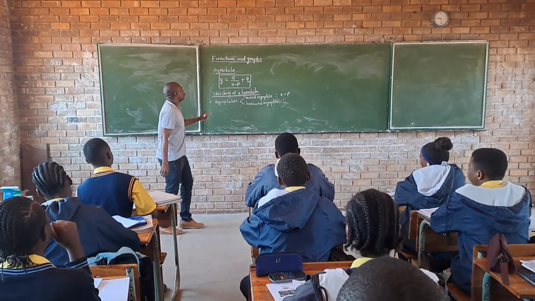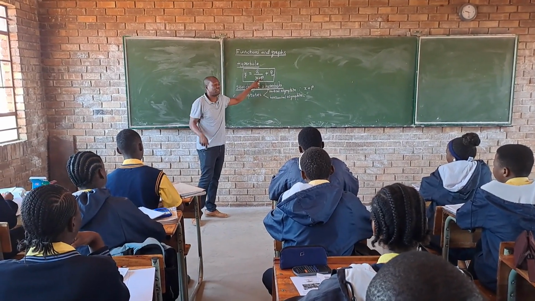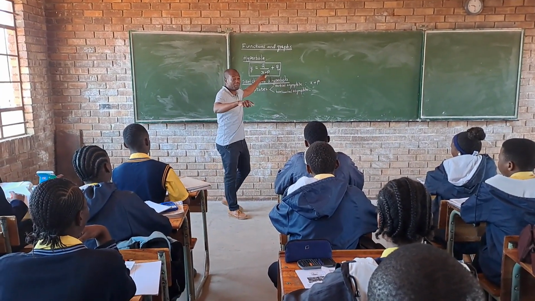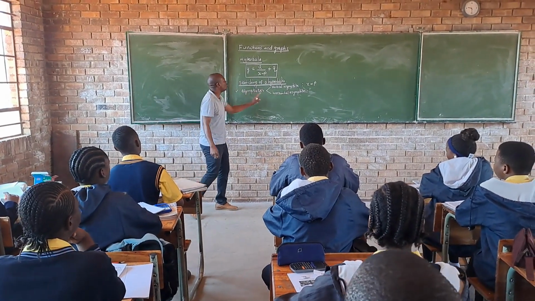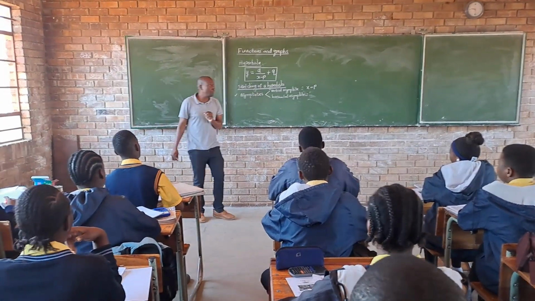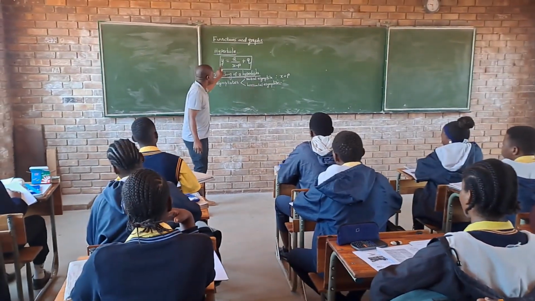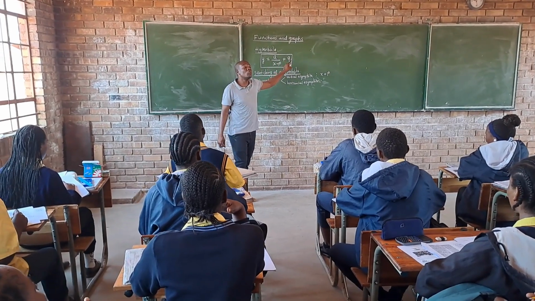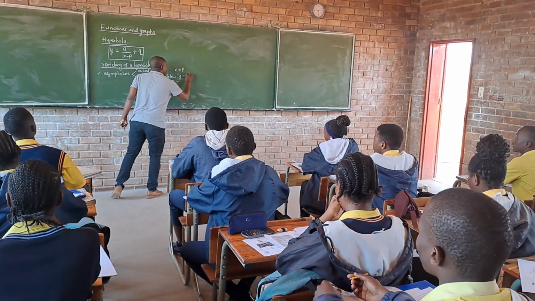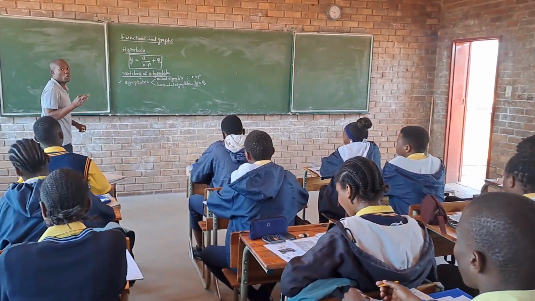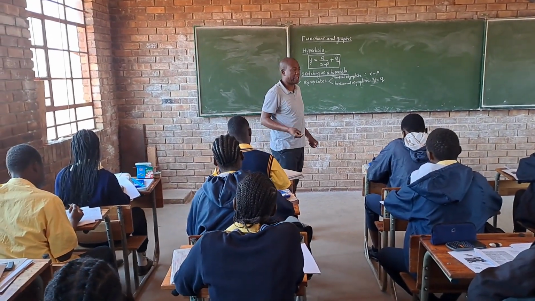Are we together? So we change the sign. If it's a minus, it becomes a plus. If it's a plus, it becomes a minus. How about the horizontal asymptote? What would be the answer? It is y equals q. That is the horizontal asymptote for the hyperbola.